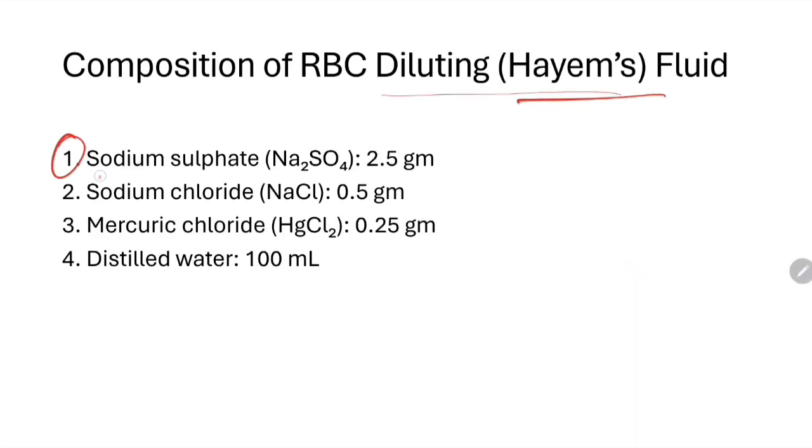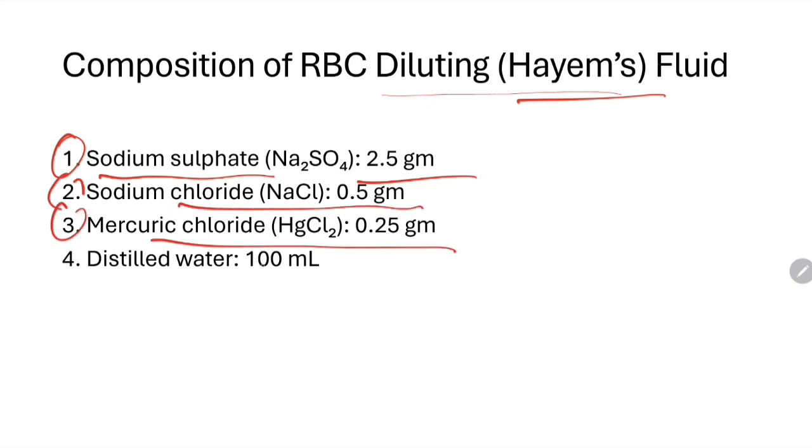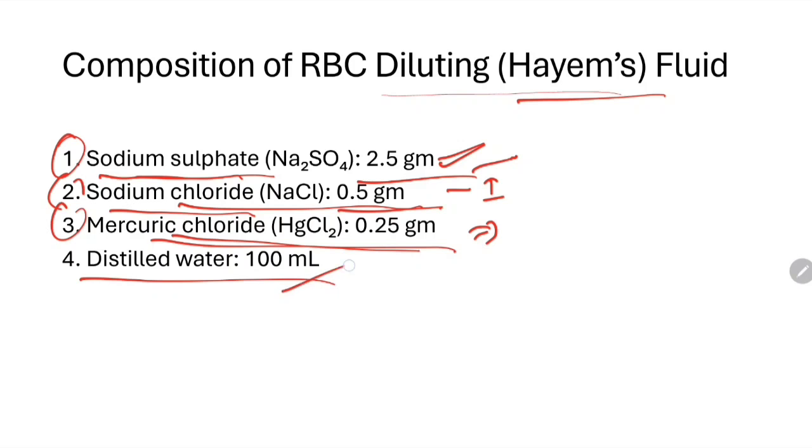Hayem's fluid composition is sodium sulfate 2.5 gram, sodium chloride 0.5 gram, mercury chloride 0.25 gram, and distilled water. The functions I have already discussed: sodium sulfate is the anticoagulant, sodium chloride provides isotonicity, mercury chloride is added as the antibacterial and antifungal, and distilled water, 100 ml, dilutes the fluid.